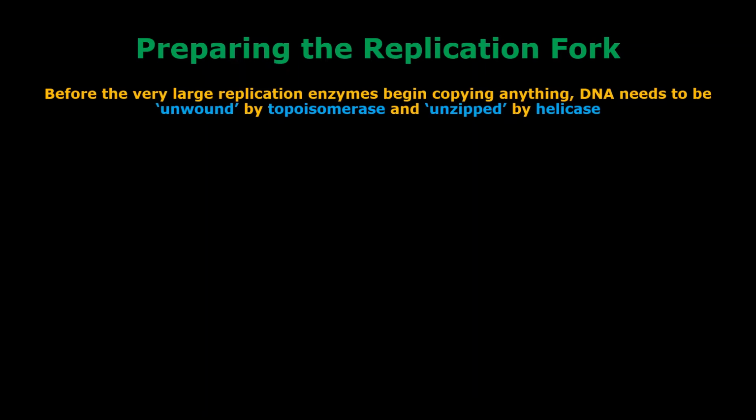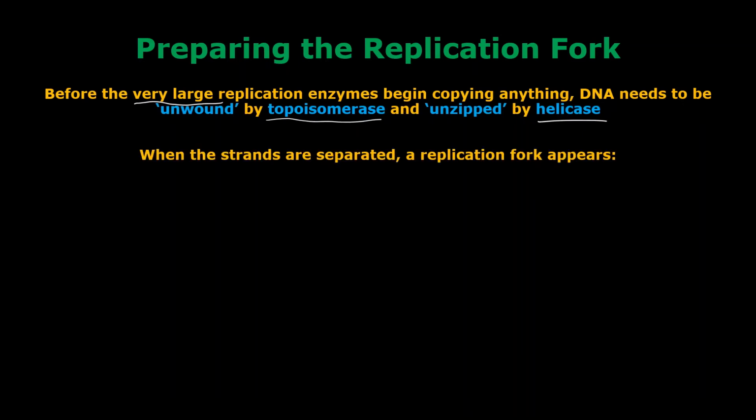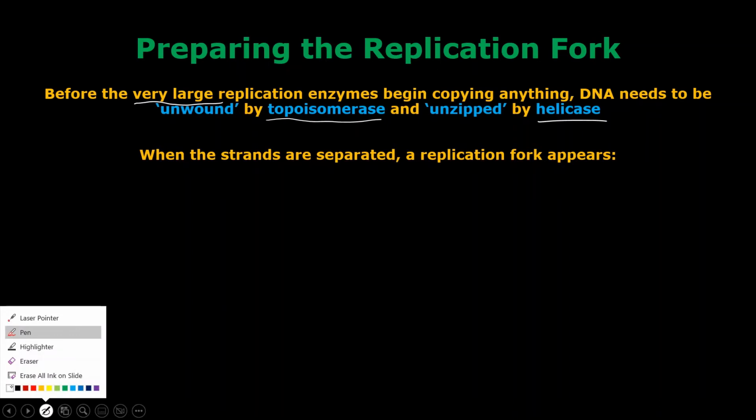It reminds us here, before the very large replication enzymes begin copying anything, DNA needs to be unwound by an enzyme called topoisomerase. Usually topo is enough. There's not any enzyme out there I know that's on standardized tests that starts with topo except for topoisomerase. And then it's unzipped by a helicase. So therefore, replication will occur at what's called a fork.